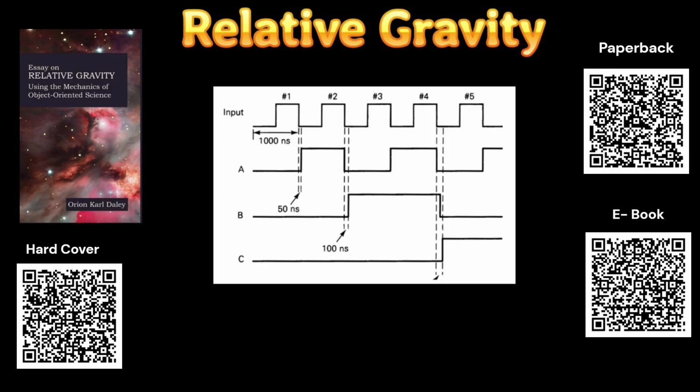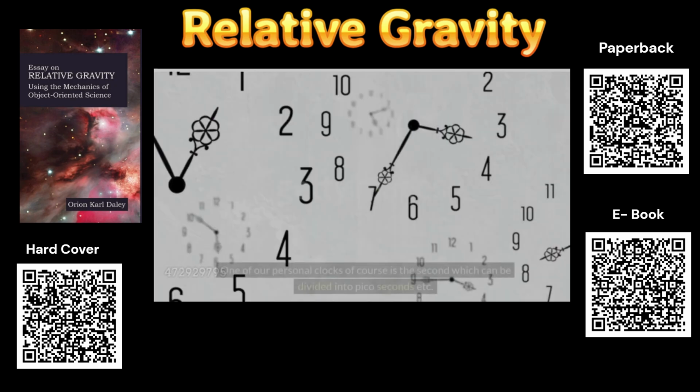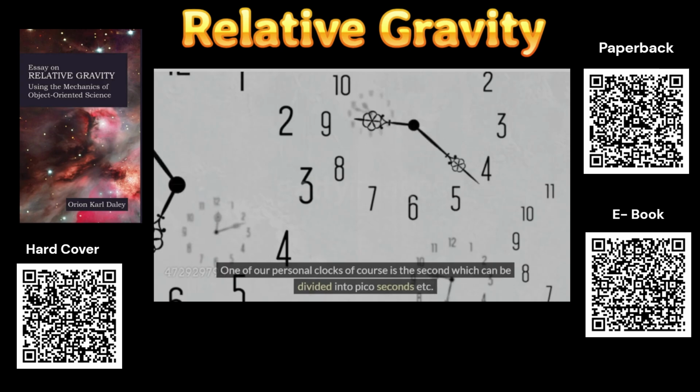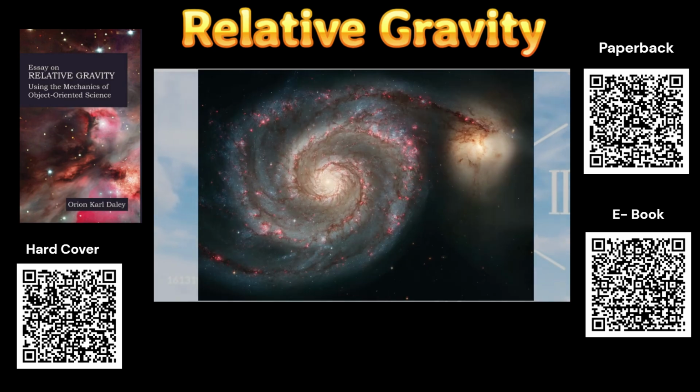In retrospect, as in EE some time also ago, I used to skew clock cycles via Boolean logic. I could make one side of the clock as long or short based on design, per the sense of universal time. One of our personal clocks of course is the second, which can be divided into picoseconds etc. For the sake of example in the following, let's call this universal time.